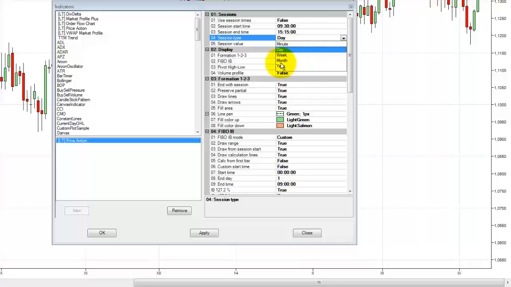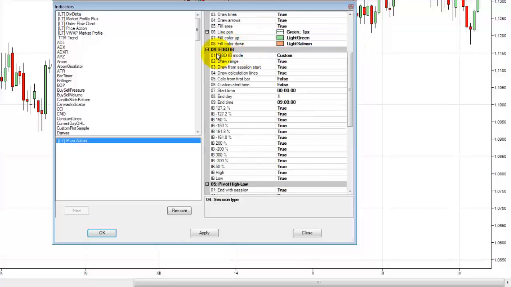So I will start from the highest one. I will select 1 year. So basically I want the visualization to take the initial balance of the whole year, which is the first 2 months of trading, and then calculate the Fibo IB levels. And now we will focus on this part of the settings. Basically all you need to focus on is only a few items.